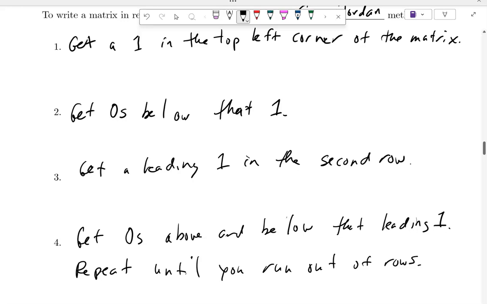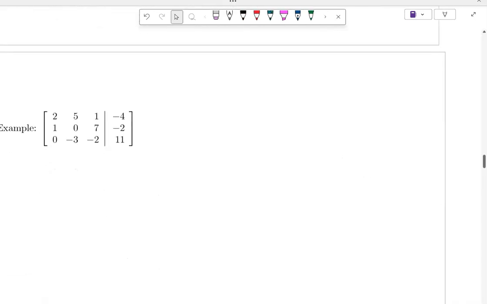All right. Anyway, so this is the process. The process is going to be the same every time. Get a 1, get zeros. Get a 1, get zeros. It's always going to alternate like that. Get the 1, get the zeros, and so on. So let's see if we can do an example.